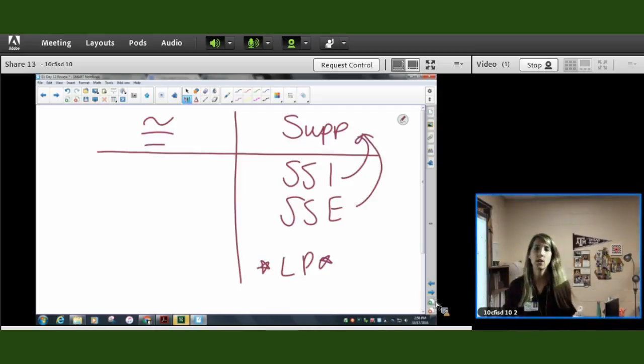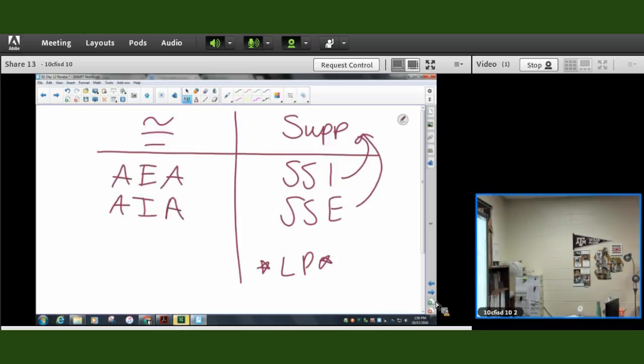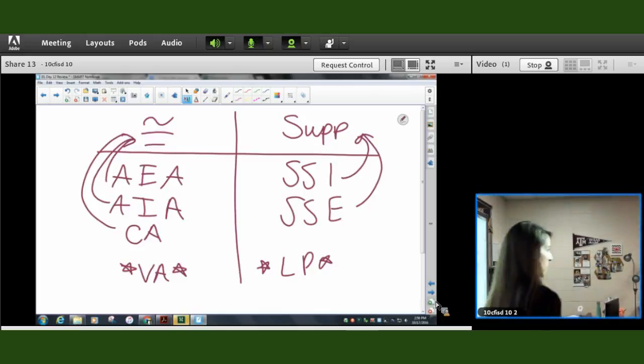Okay, and then so what's left over for the congruent one? Alternate exterior angles. Of course, alternate interior angles. And what other one relies on parallel lines? Thank you, Trey. Corresponding. These are only congruent if we have parallel. And then the other one that does not need parallel lines, old unit, vertical angles. Don't need parallel lines for that.